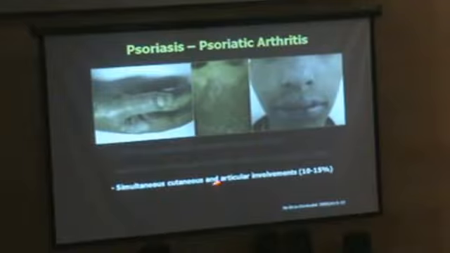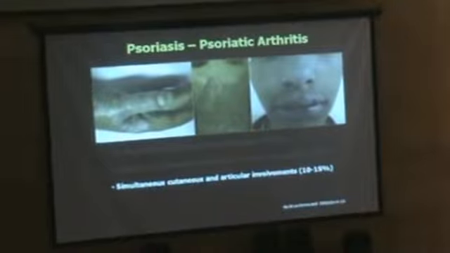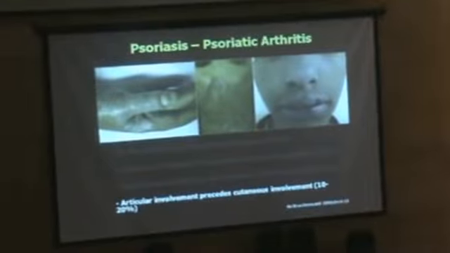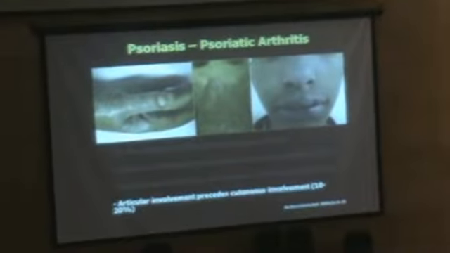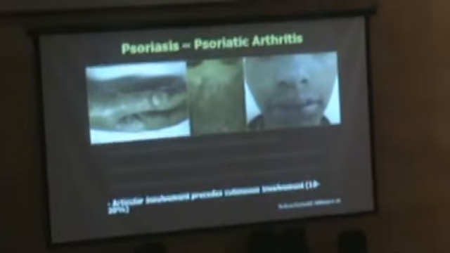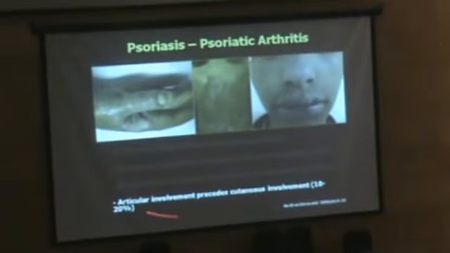This is not bad as well, because you have simultaneous cutaneous and articular involvement, and up to 15% of cases. So both appear at the same time, and this is easier. The problem is those 10 to 20%, where the articular involvement appears first. So you have arthritis, but you don't have psoriasis. And this is very, very difficult to diagnose the patients.